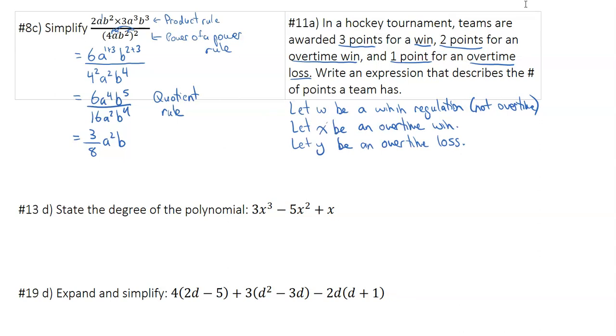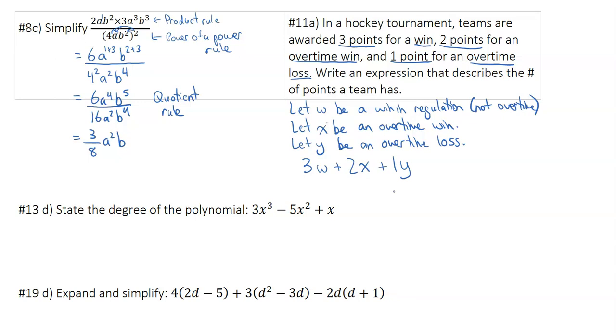So I decided to let W be a win in regulation, not overtime. Let X be an overtime win, and let Y be an overtime loss. The reason for that is I didn't want to use an O or an L, because an O looks like a 0 and an L looks like a 1. So my expression, we get 3 points for the win in regulation without going to overtime. We get 2 points for the win in overtime, and we get 1 point for a loss in overtime. So that expression represents the number of points a team has.